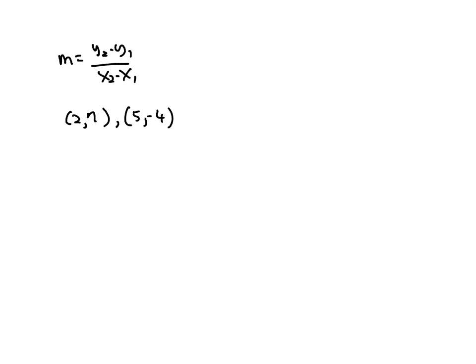Now, just in case you forget, it does not matter which one you call x1, y1 or x2, y2. You just need to make sure you are consistent. Consistency is key in this case. So if you call this x1 and this x2, that means this has to be y1 and this y2. Or if you call this x1 and this x2, that means the number -4 has to be y2 and the number 7 has to be y1. It does not matter which one you go with, you just have to pick one.